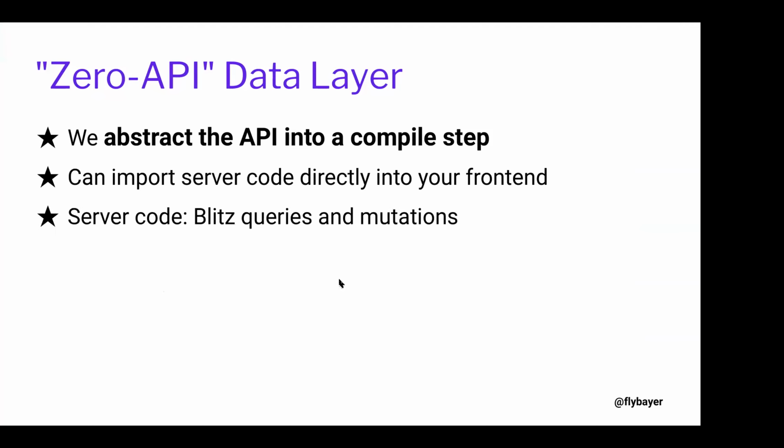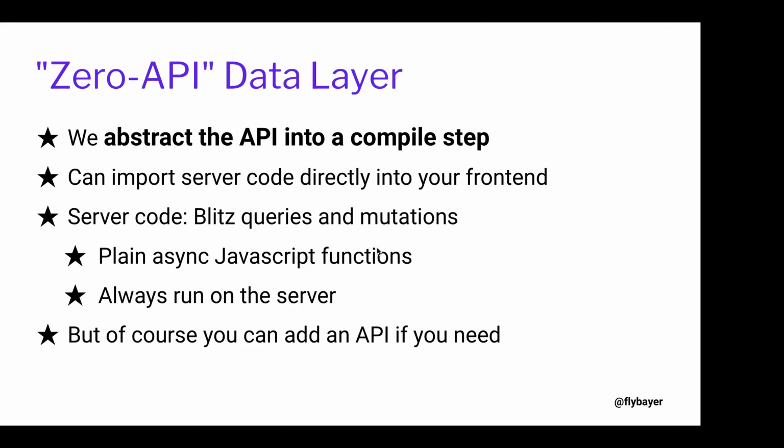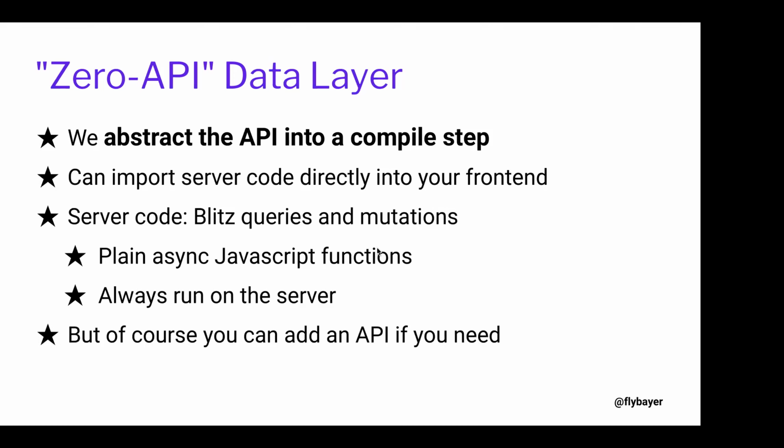They will be in queries folders and mutations folders, very much like pages folders are in Next.js, where it automatically converts to pages. Queries and mutations folders automatically convert to queries and mutations. And these are plain asynchronous JavaScript functions that you always run on the server. They're just very simple functions that just run code. But then, of course, you can add an API if you need to, like a REST API or GraphQL API.